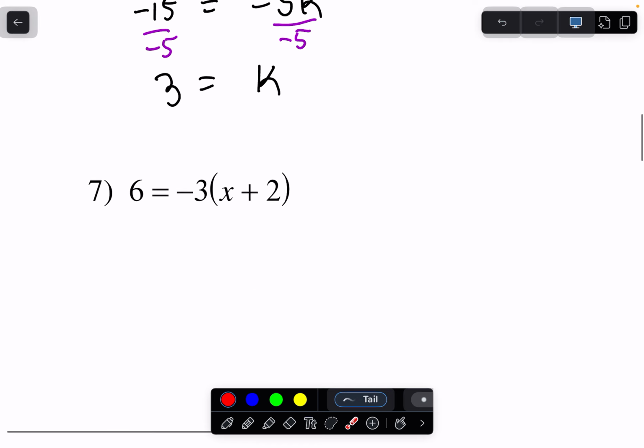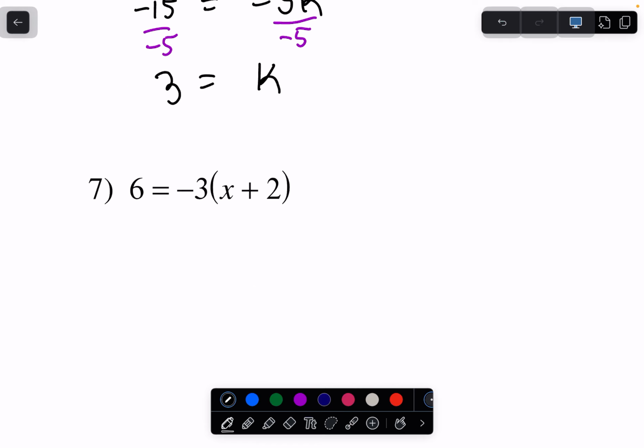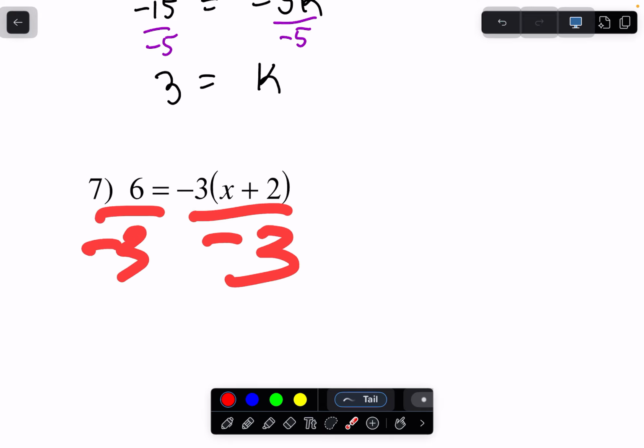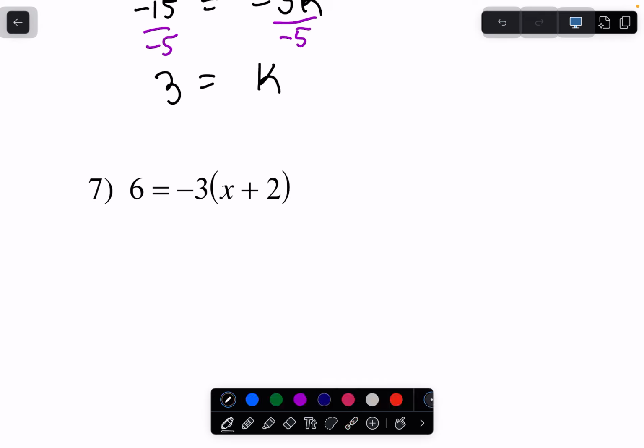Okay, let's move on to 7. Now 7 is the first one where we have the distributive property kind of showing itself. There are 2 ways to solve this problem. I'm going to show you both. I do not prefer one way or the other. Negative 3 is multiplying by this, so the opposite of multiplication is division. In an equation you have a lot more power than if it was just an expression of some sort. So if I were doing this problem, since 6 is nicely divisible by 3, I would divide both sides by negative 3.